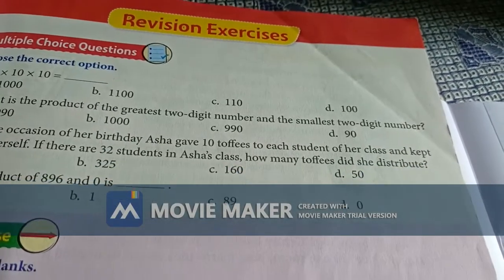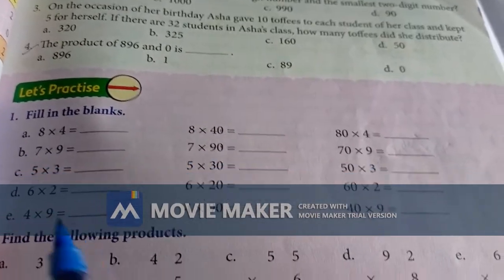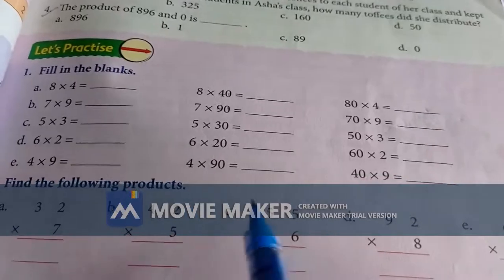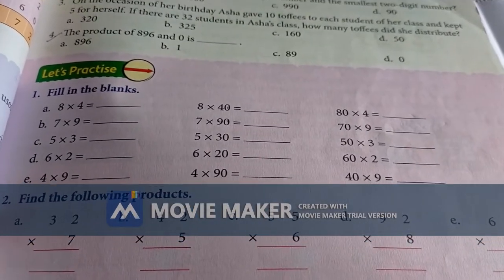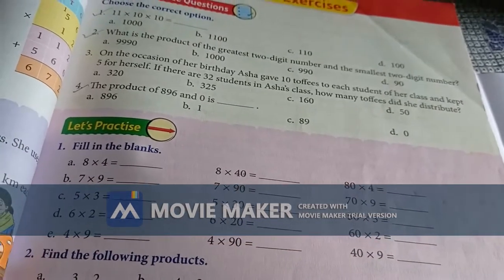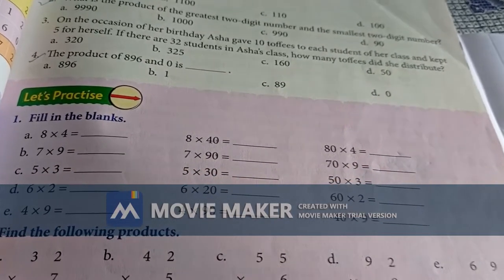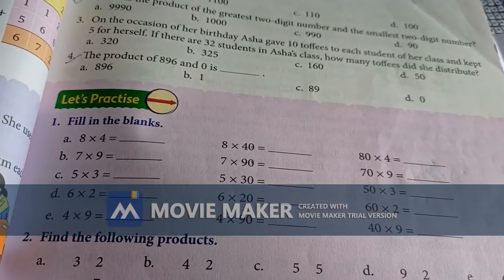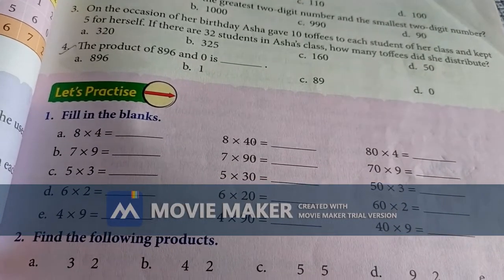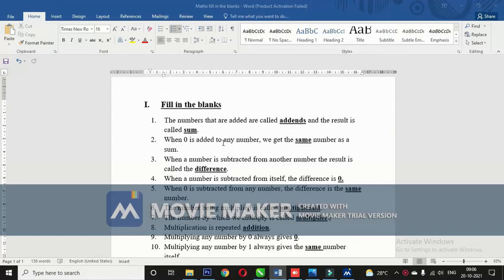Okay, children, please finish this book back exercise. These are all multiplication and addition, subtraction also. So please finish this. We will check the answers in the coming class. Now let's learn some more questions related to addition, subtraction and multiplication. Now let's learn some fill in the blanks related to addition, subtraction and multiplication.